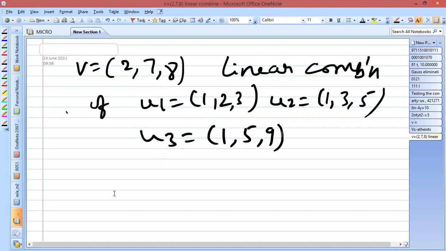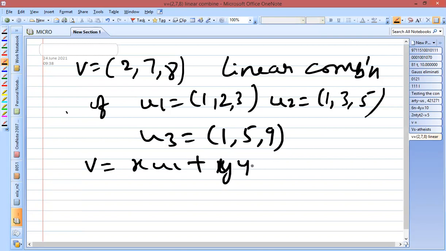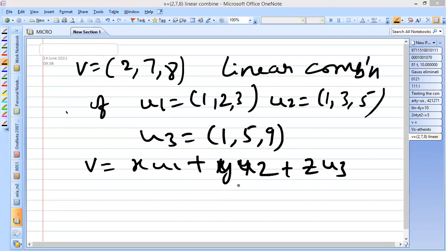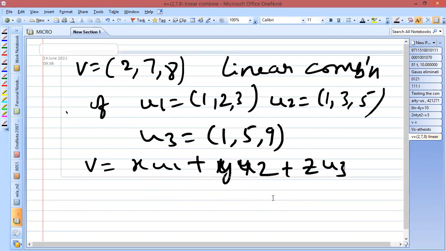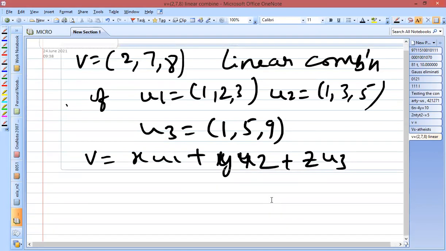So write the matrix form for this. Whenever you are given a problem like this, you just go with the matrix form. So here we want to express this v as xu1 plus yu2 plus zu3. So you just check whether you will be able to get the values of x, y, z. Check whether you get x, y, z. Suppose you are not able to get the values of x, y, z, then we can say that it cannot be expressed as a linear combination.